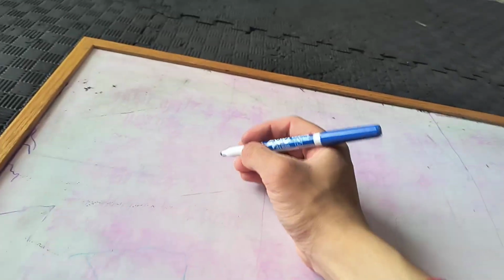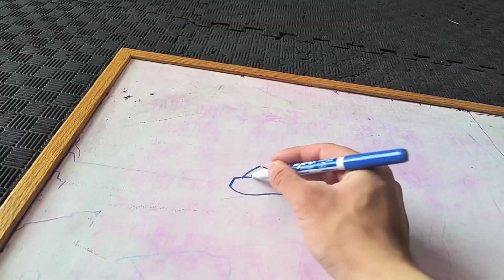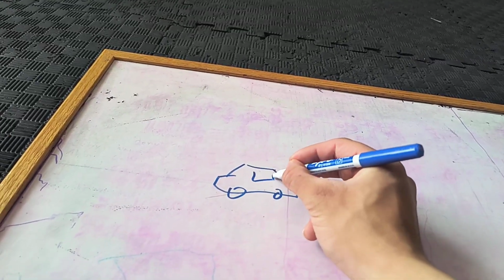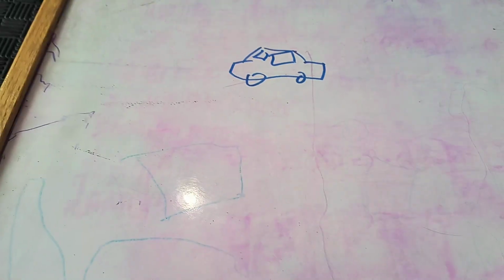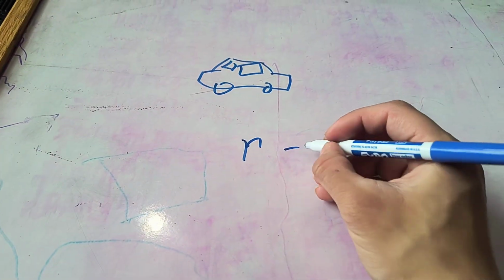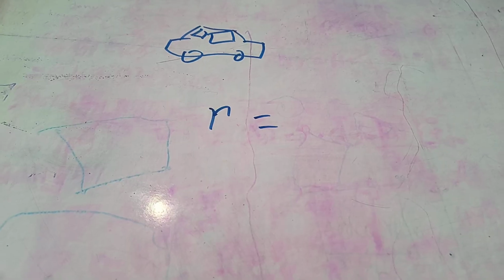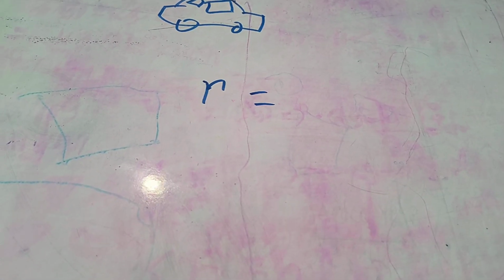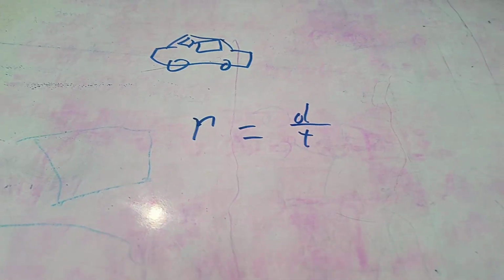Say we have a car, and it's a nice car. It's a fancy car. It's a man's car. Anyways, let's say we have a car, and we have a rate that it is going. And we know that rate is equal to distance over time, right?